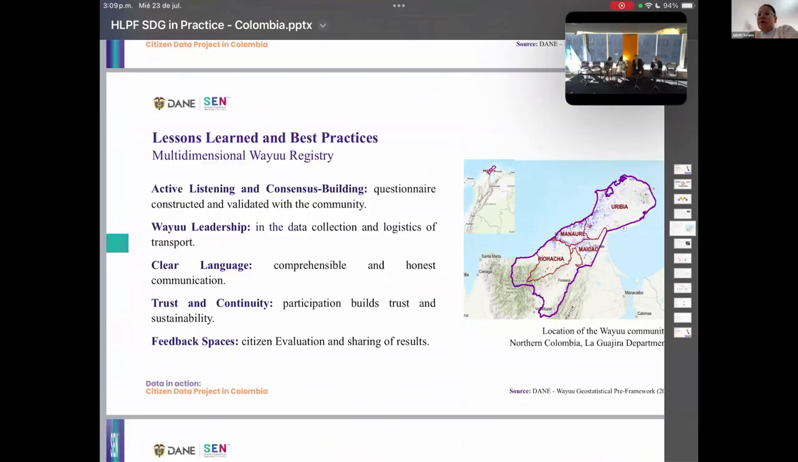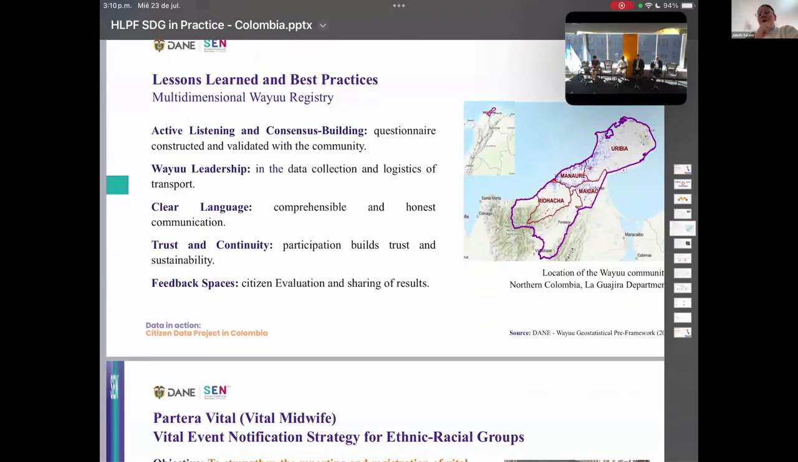In terms of the lessons learned and best practices of this process, I want to highlight the active listening and consensus building with the authorities. In the process of the definition of the questionnaire, as you can imagine, having a questionnaire of 200 questions is very demanding and requires a lot of revisions and adjustments in order to facilitate the process of collection of data. Of course, the Wayuu leadership, because the community was not a passive actor, it was very active in the definition of the instruments, but also in the identification of the areas where the communities were based.